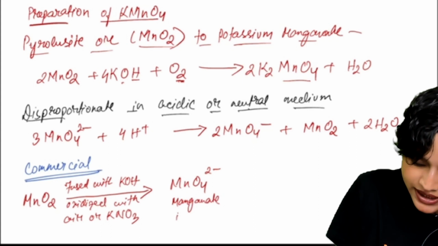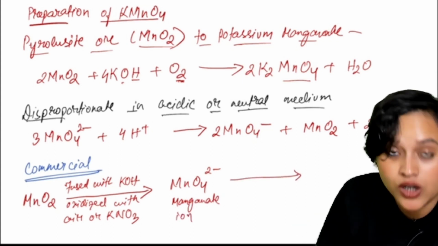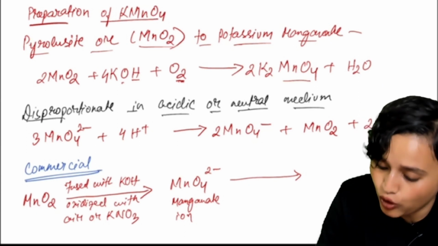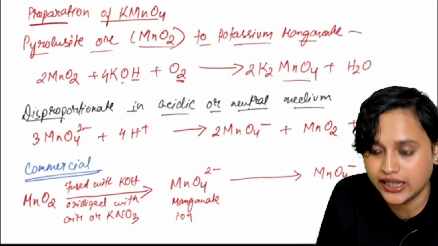Manganate ion. That means that this is the one that is green in color. Now from the manganate ion, what will you get? You need MnO4 minus, the permanganate ion. You need MnO4 minus, right? So what will you do?